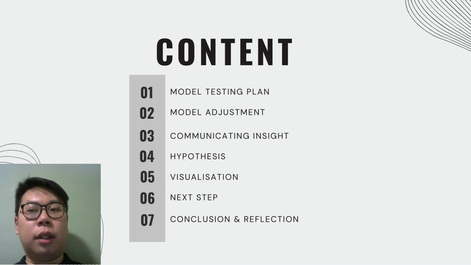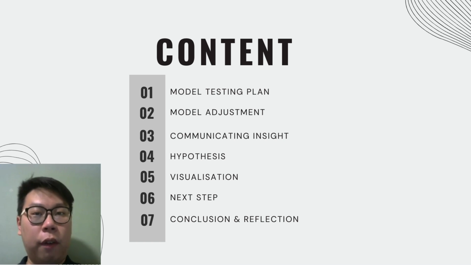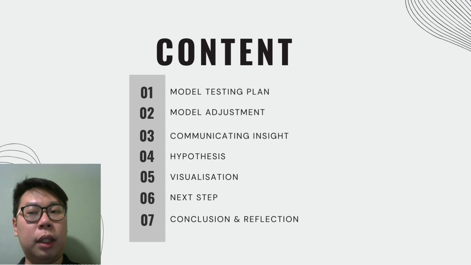The content of the presentation consists of seven things. First, the model testing plan. Here we're talking about what we use in the model, the approach, the criteria, and also how to monitor the test. Second, the model adjustment. Here we're talking about what could be adjusted in our model and the recommendation for the next project. Third, the communicating insight. Here we're talking about the output of the test, how to interpret the test, and the application of the results.